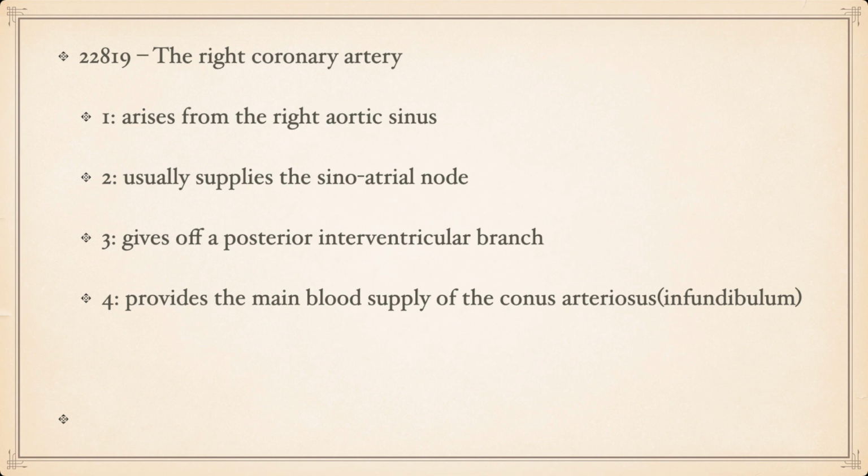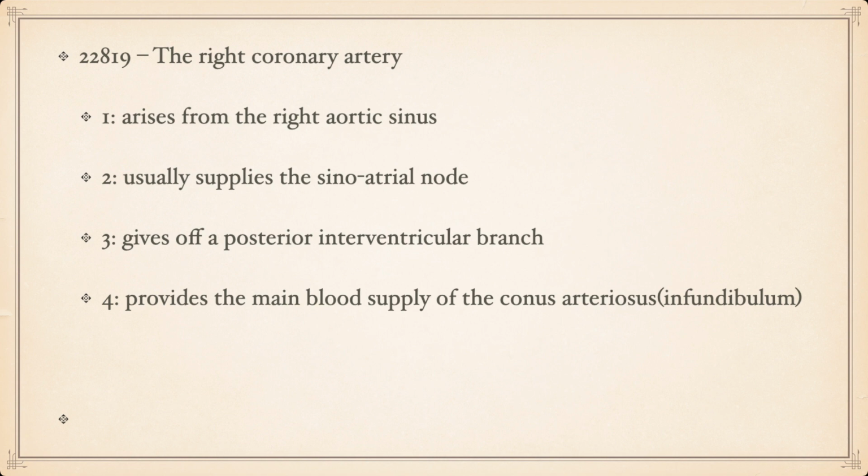So these are all true. We discussed that the aortic sinuses are named after the arteries from which they originate. It does usually supply the sinoatrial node in 60% of cases. It does give off a posterior interventricular branch, otherwise called a PDA, and it is the main blood supply of the conus arteriosus. There's an interesting relationship actually.